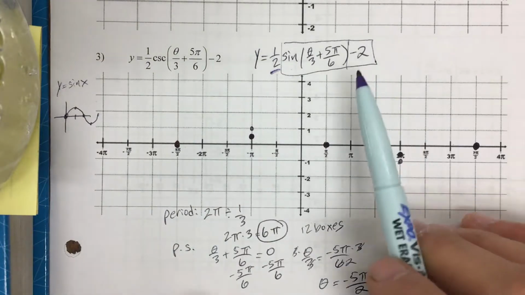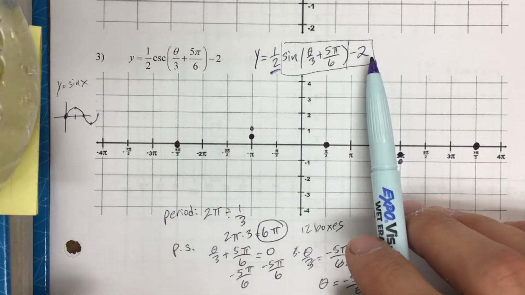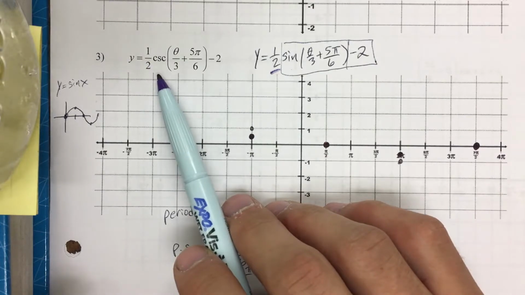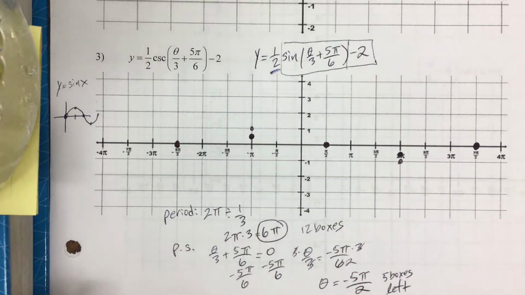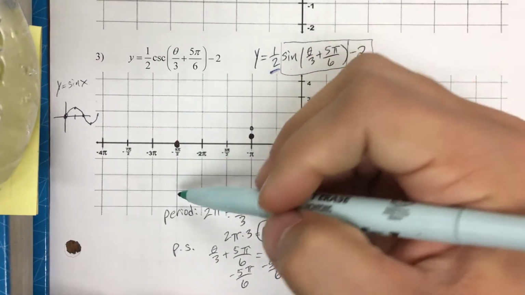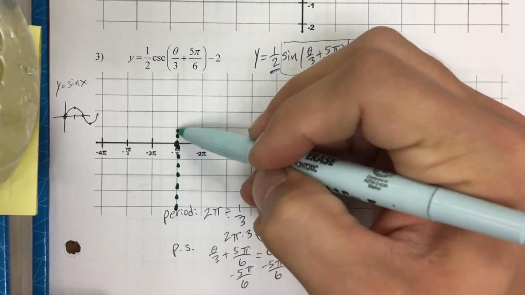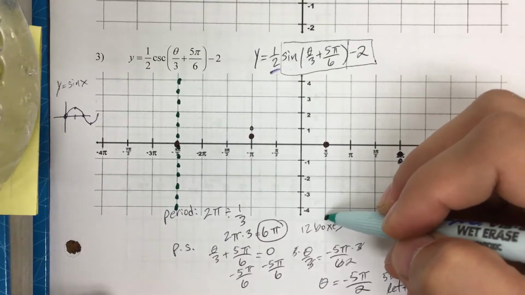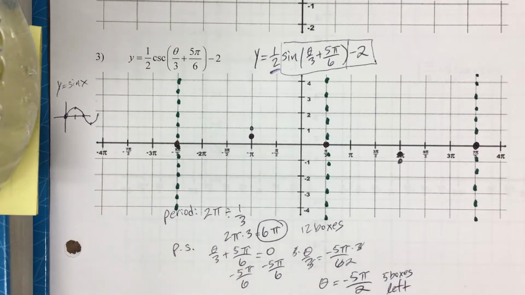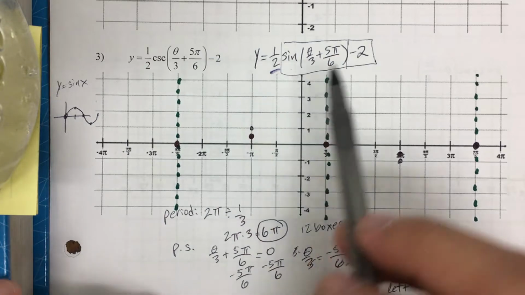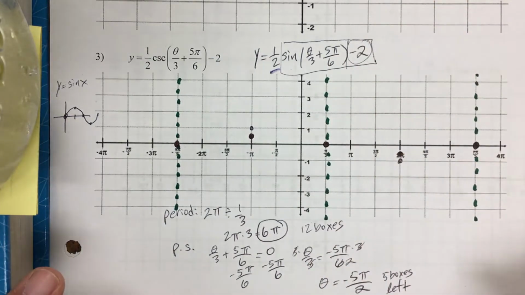Before we graph the negative 2, what we're going to notice is that in cosecant, the x-intercepts of the sine graph are actually vertical asymptotes. So I'm going to graph that right here, before I move all these points down. These are all going to be my x-intercepts, so x-intercepts will be asymptotes. Now I will move all the points down 2 because of this negative 2.